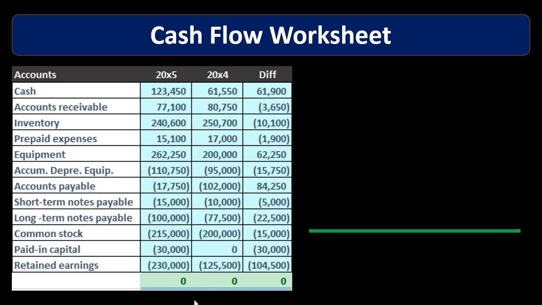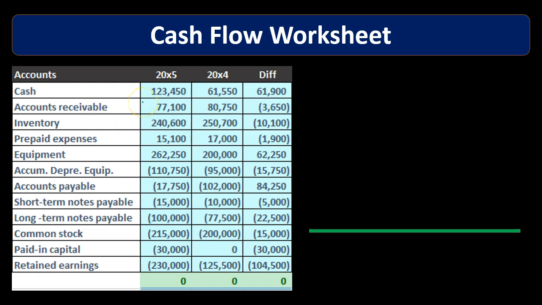When considering the statement of cash flows, we typically look at a worksheet or put together a worksheet such as this from a comparative balance sheet, giving the balance sheet accounts for the current year and the prior year, or the current period and the prior period, and then giving us the difference between those accounts. So we have the cash, accounts receivable, inventory.